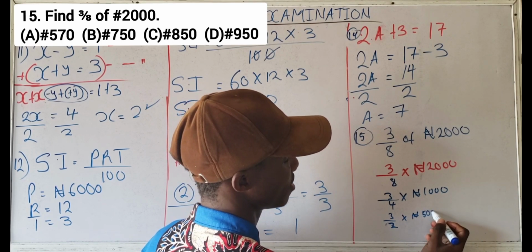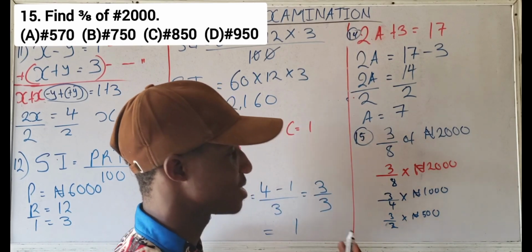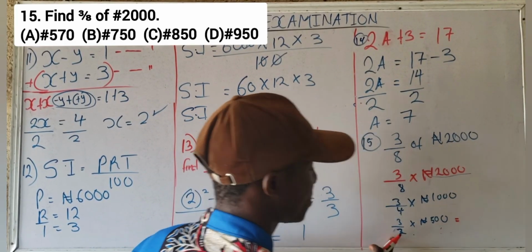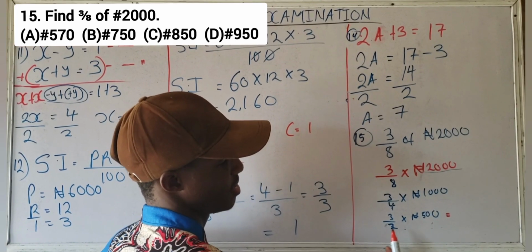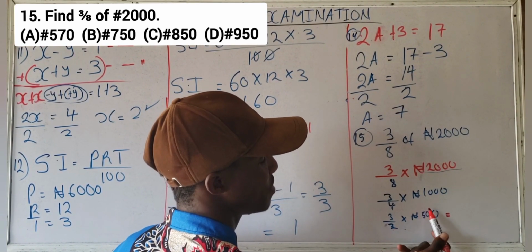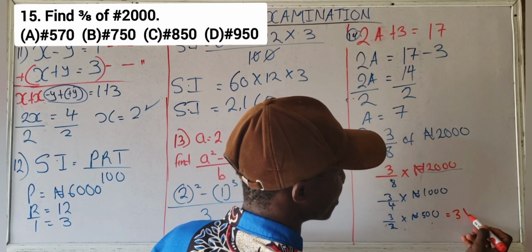Do you know what I'm doing? I'm reducing it step by step. You understand? So please pay attention. We have 3 over 2 times 500 naira. 2 divided by 2 is 1. You understand? So 500 divided by 2, that is 250. So I'm going to have 3 times 250.